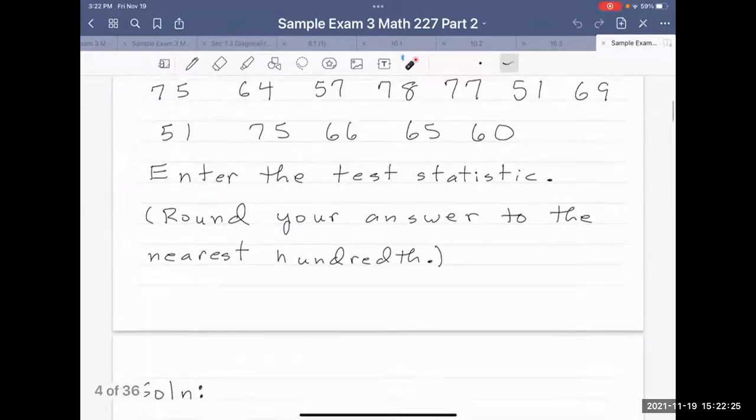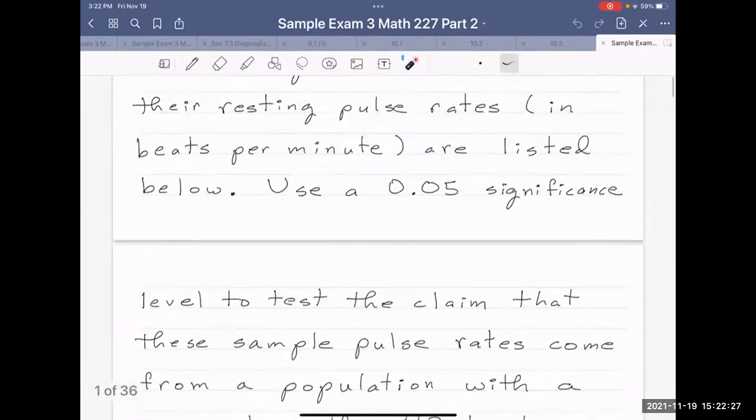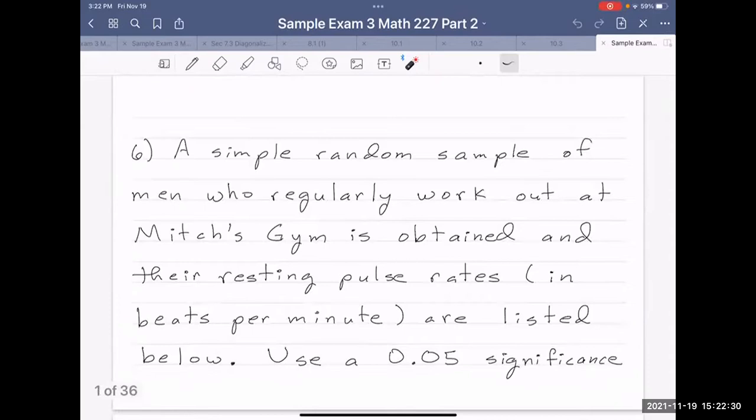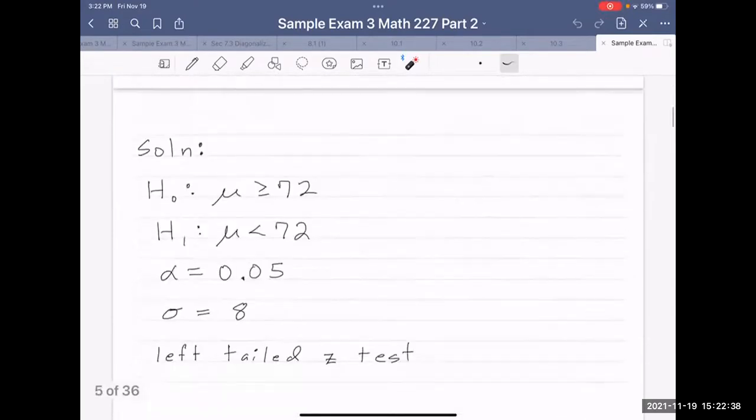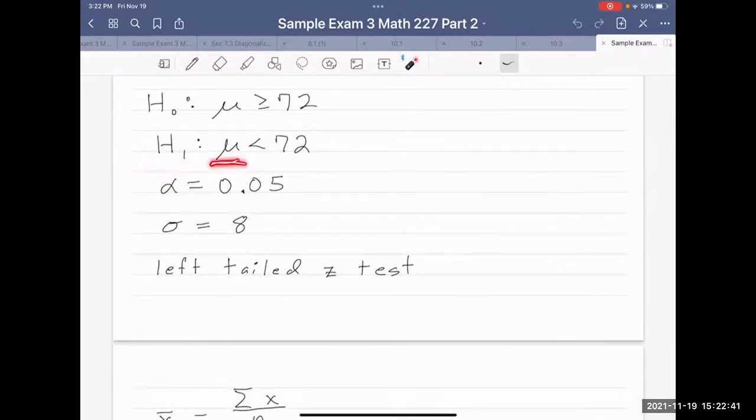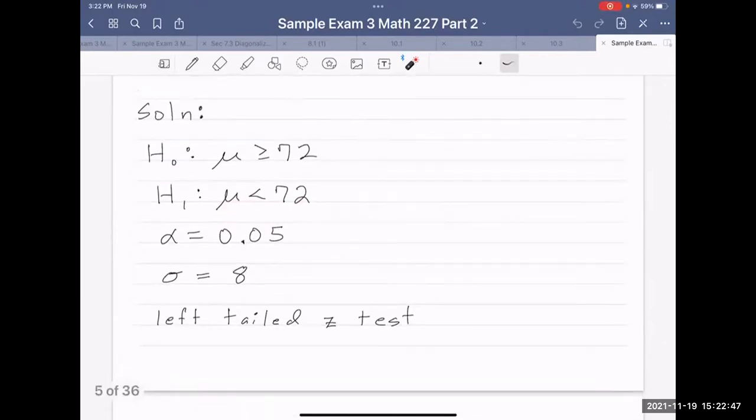So we want to test that the mean is less than 72. And so the alternative hypothesis is that the population mean is less than 72. The opposite of that, the complement of this, is the null hypothesis, that the mean is greater than or equal to 72. And let alpha equal 0.05.